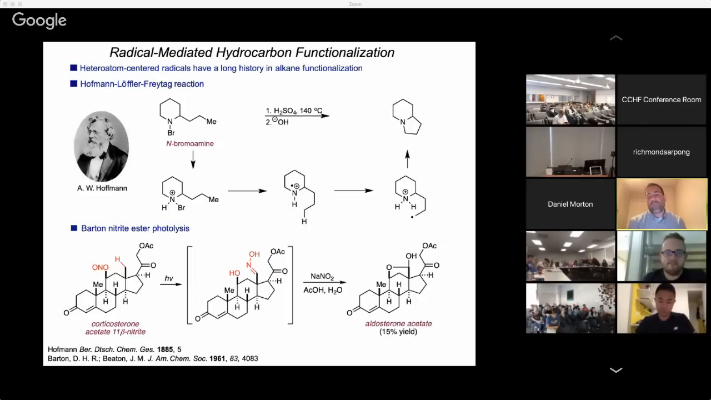What we thought about in the group is how we might do these types of reactions in an intermolecular setting. If we think about these reactive heteroatom-centered radicals, how are they going to be selective in these reactions? They're highly reactive. How are we going to be able to choose between different CH bonds in organic compounds? It seemed like a really big challenge.